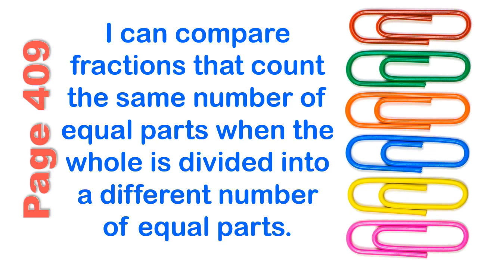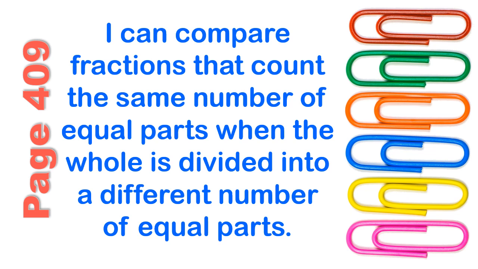Okay, so we've already identified numerators and denominators and what those mean. So in my I can objective, I see that we're comparing fractions that count the same number of equal parts when the whole is divided into a different number of equal parts. So that's telling me that today we're going to compare fractions where the parts we're counting, or the numerator, is going to be the same, but the whole is divided into different number of equal parts. So my denominator this time will be different.